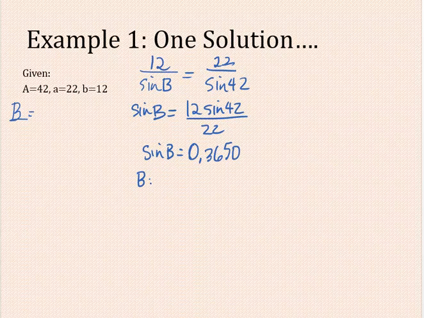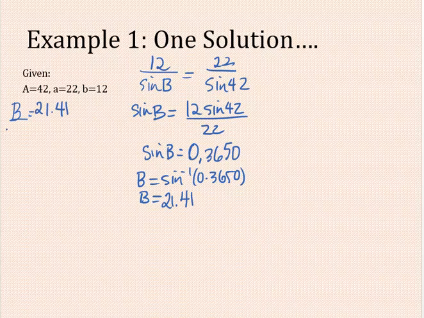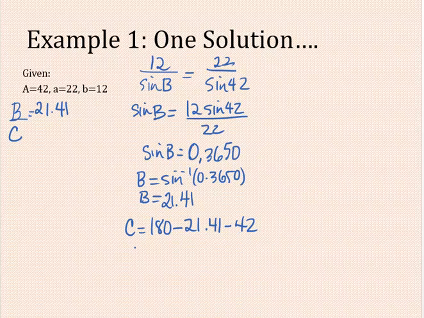So I'm going to find the inverse sine of this decimal that the calculator just gave me. And you can just copy and paste it if you wish. So angle B then is 21.41. All right. Now to find angle C, I'm just going to take the 180 that makes a whole triangle, subtract the angle I just found, and subtract the given angle they gave me. So that way I know that angle C is then 116.52. Okay.